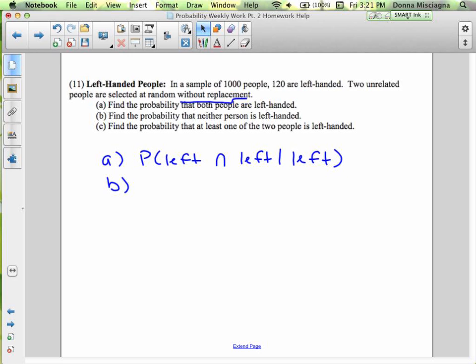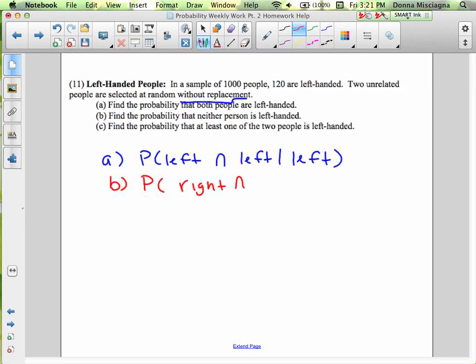B, probability that neither person is left-handed. Well, if you're not left-handed, you must be right-handed. There are no other options on this, but in this one we're not looking at probability of being ambidextrous. So probability of right and right given right, because these are the people that are not left.